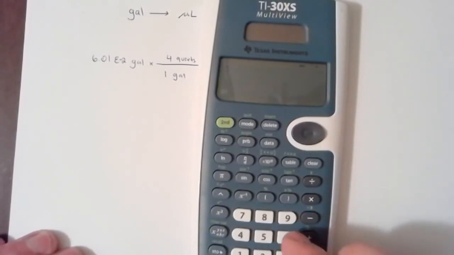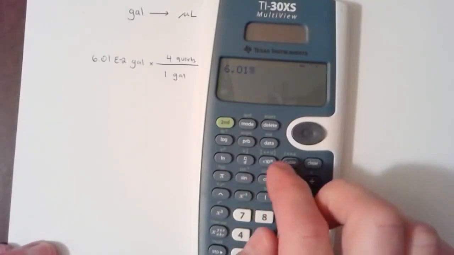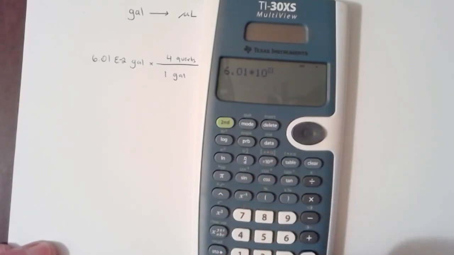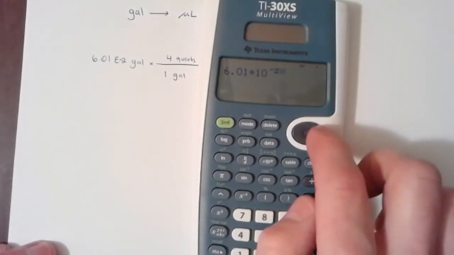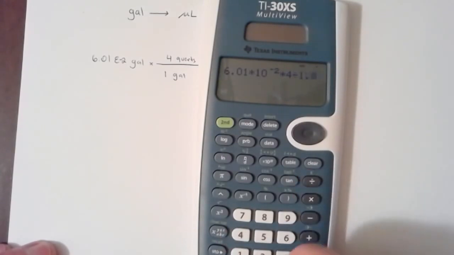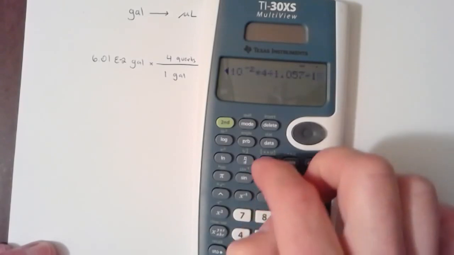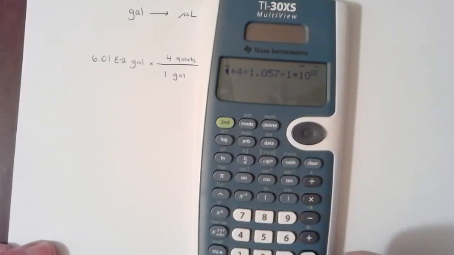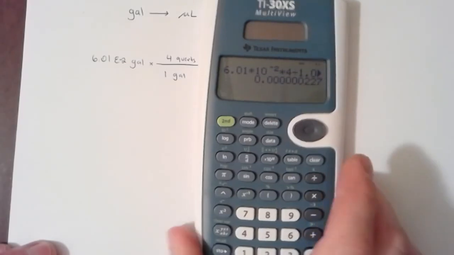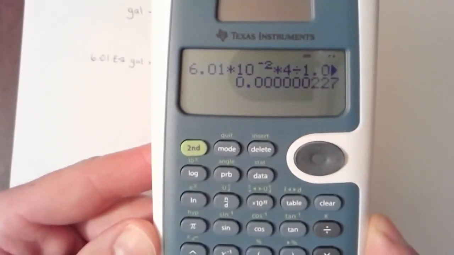So I'll do the exact same thing except no parentheses, and you'll see how wacky my number comes out to be. Times 4 divided by 1.057 and divided by 1 times 10 negative 6. You see it's completely off. Okay.